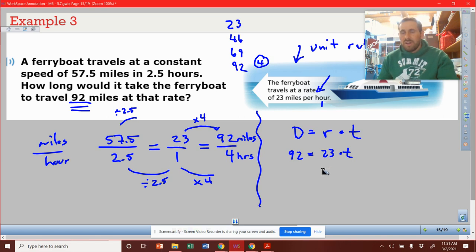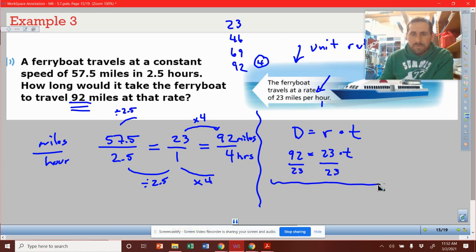So you all should know, based on our last unit, how do we solve for t? How do you get t by itself? This is 23 times t. We do the opposite of times t, and we divide. We're going to get a new expression, right? So the 23s are going to cancel each other. Our equal sign comes down. Our t comes down. And 92 divided by 23 is 4. So we found our answer again. It's the same thing. It takes 4 hours.